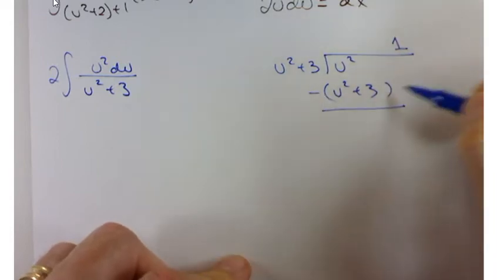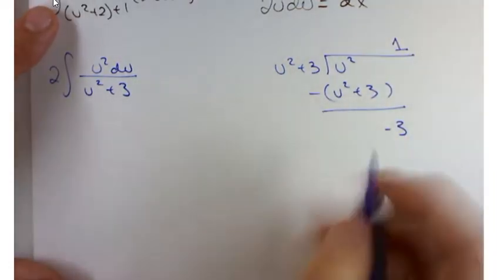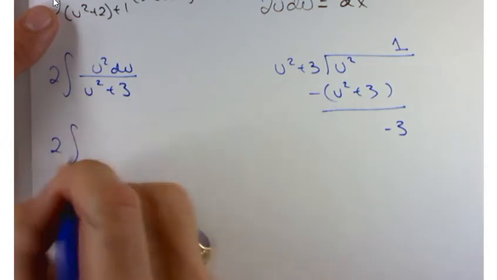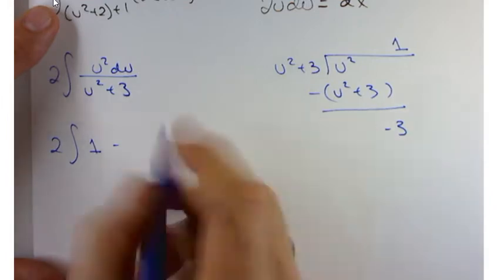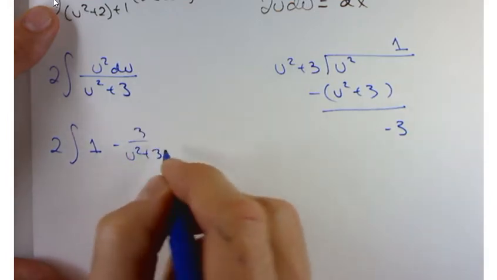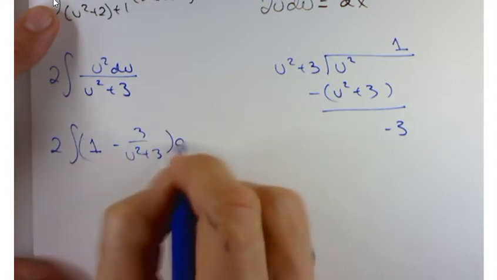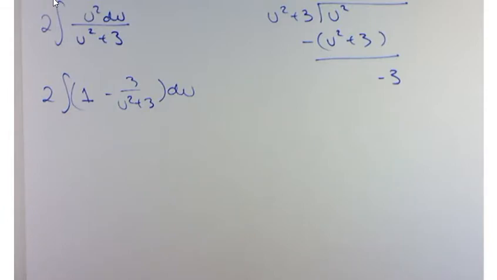When you distribute that negative sign, you'll end up with a minus 3 here. So we'll write this as 1 minus 3 over u squared plus 3. All of that is du. Can you see why such a problem like this was included in section 5.8? What's this going to lead to? What's it building to?